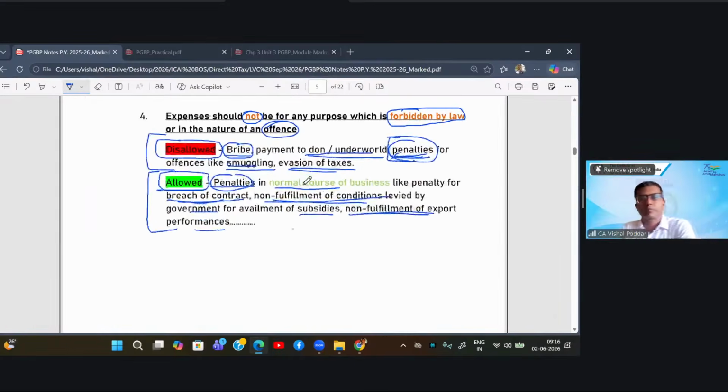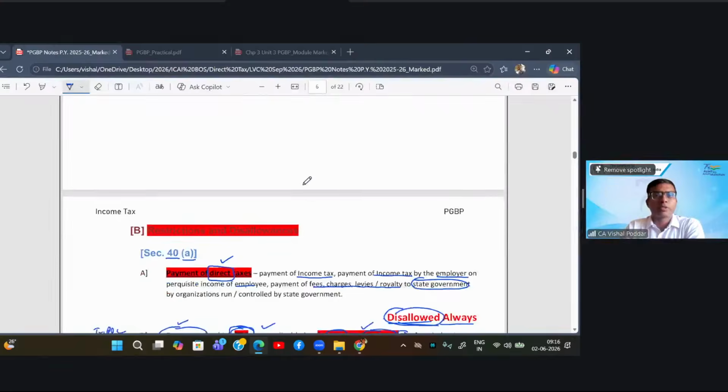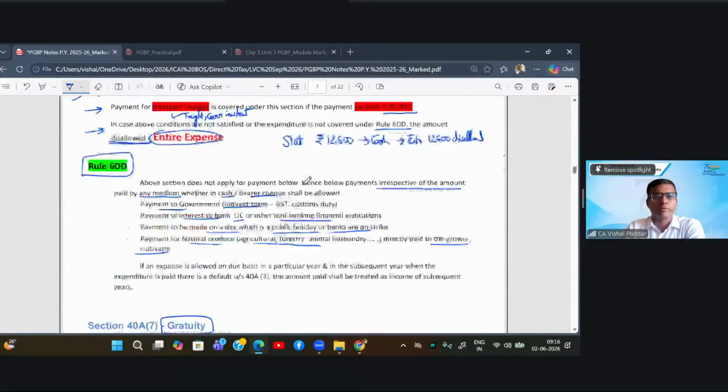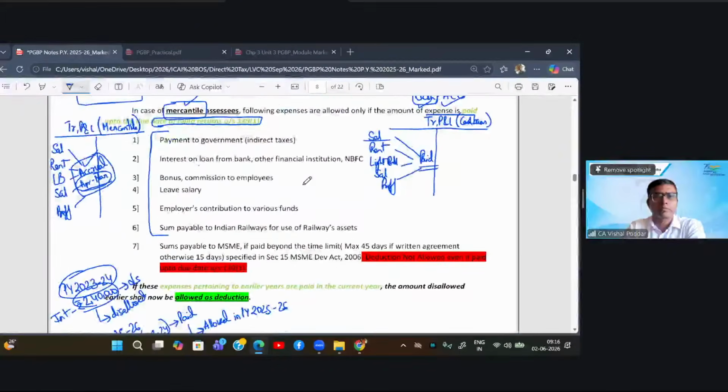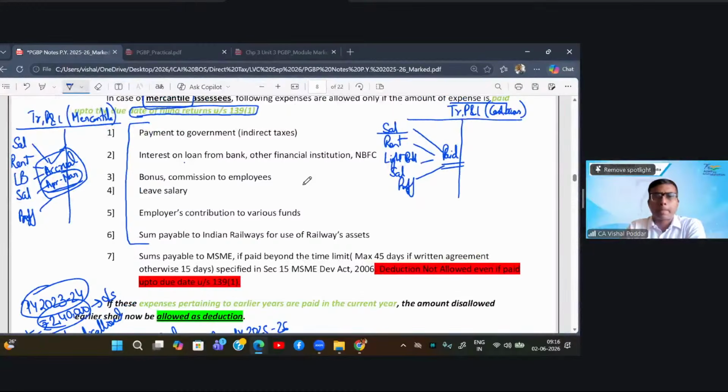Right? Students, I hope this is clear. Students, is this clear before I land on 7th point? Anybody, any questions or doubts on this? No? All clear? Good.